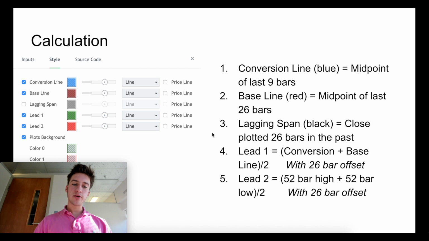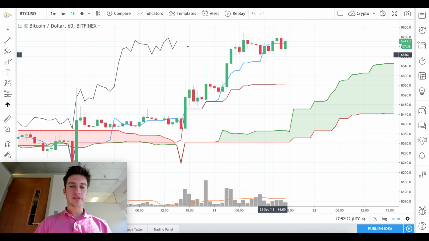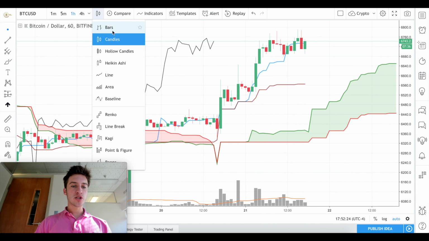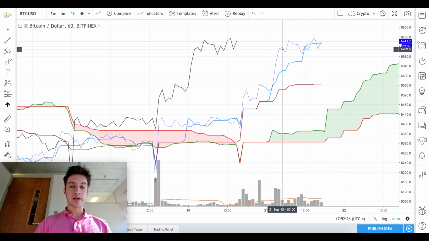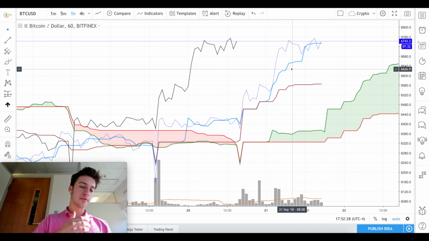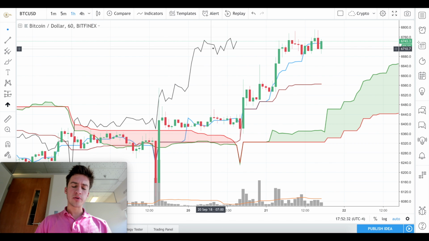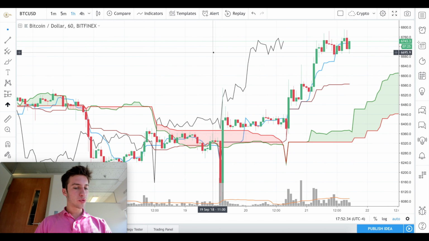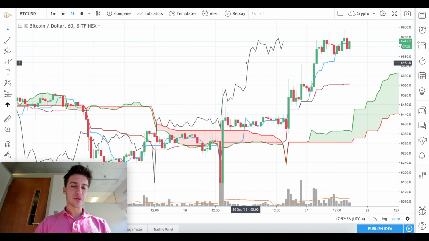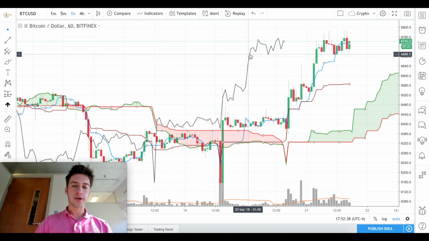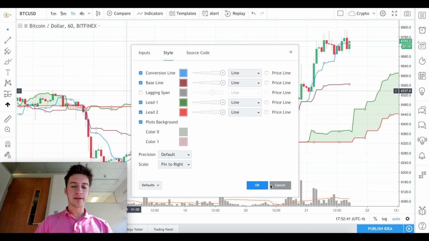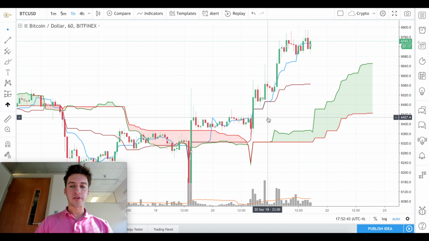Now, the third line is what we're not going to be talking about as much today, which is known as the lagging span, and that's in black. All that is just the close price plotted 26 bars in the past. So it's actually just a mirror for price. It's the exact same, just offset 26 bars in the past. That can be used in a few different ways, but I don't really want to talk about how we use those past values in today's video. So we're going to be disabling that for the remainder of this video.